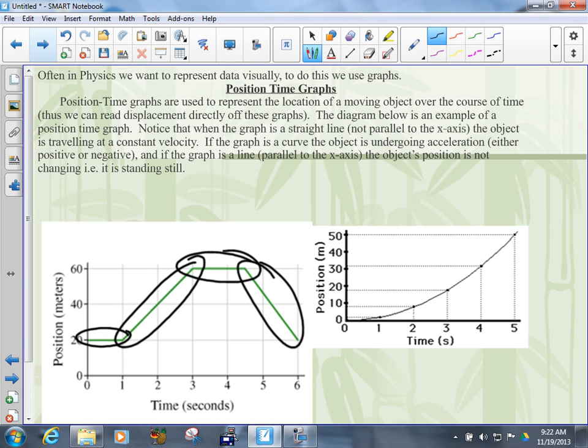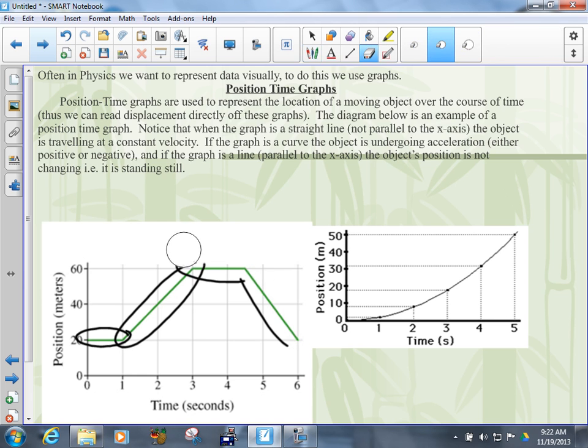Right, it was at position 20 meters at time 0. It was at position 20 meters at time 1 second. All right, did it start at position 0? No, it did not. It started at position 20 meters. So that's one of the skills we have to be able to do, look at a graph and figure out what was going on.